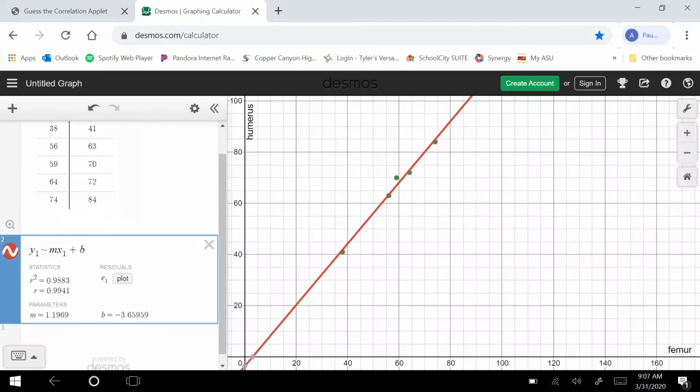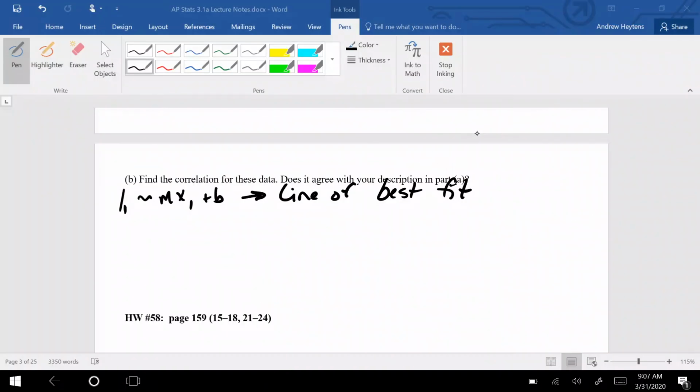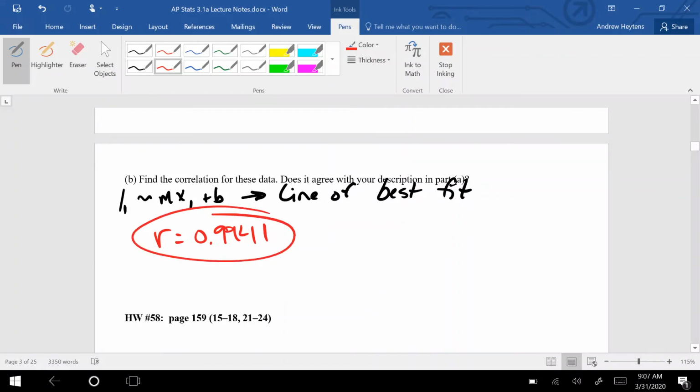Now, the nice thing for today's lesson is that Desmos puts in your R value. R equals 0.9941. So the correlation, or your R value, is 0.9941. That pretty much agrees with my description in part A. My R value has to be positive, which it is, and it is very, very, very close to 1 because my strength is very strong.